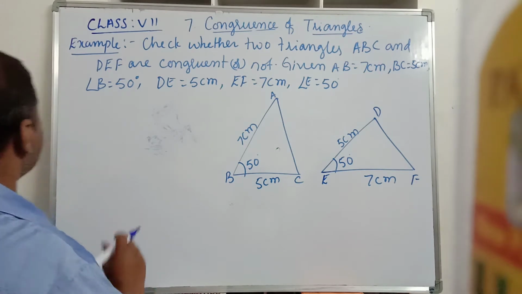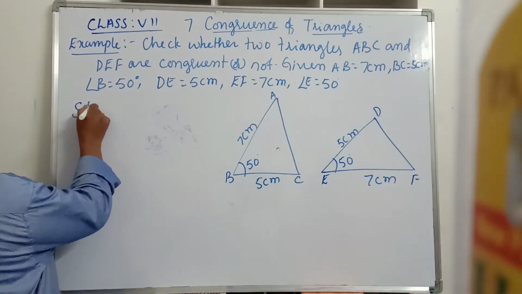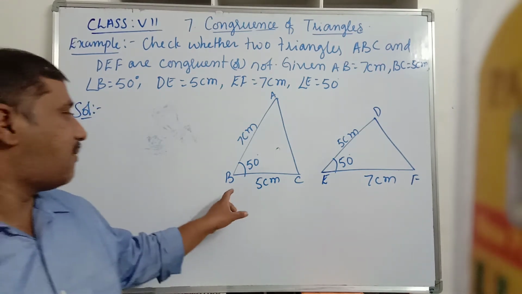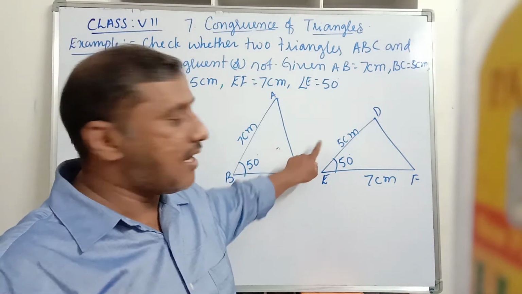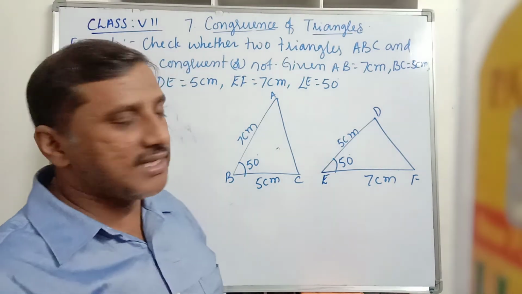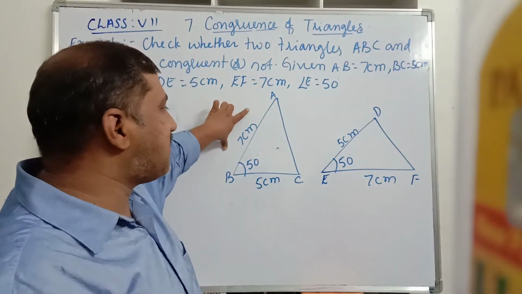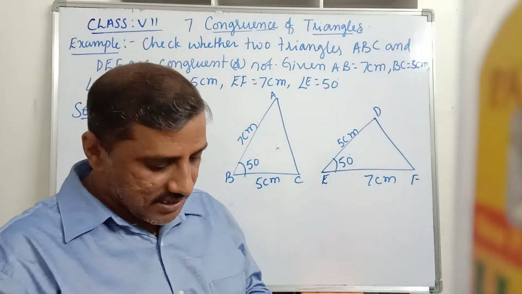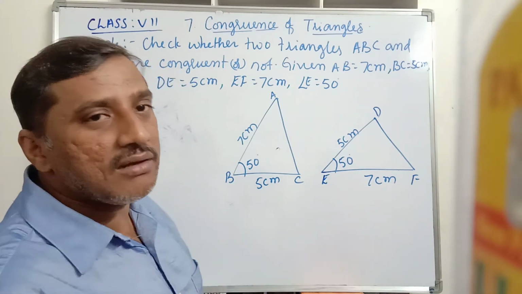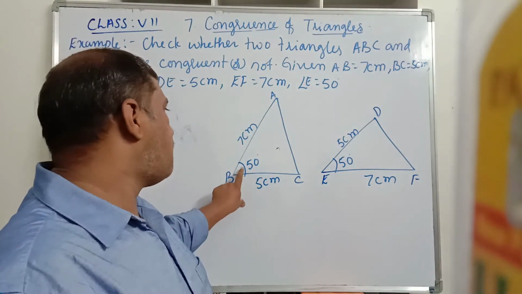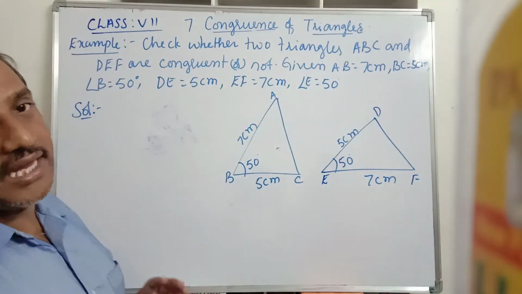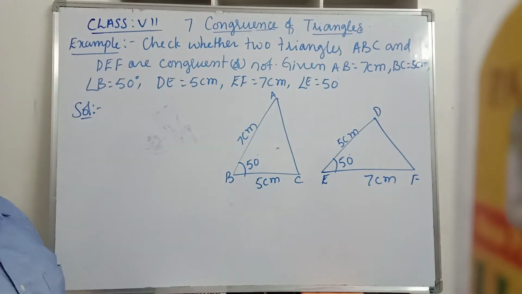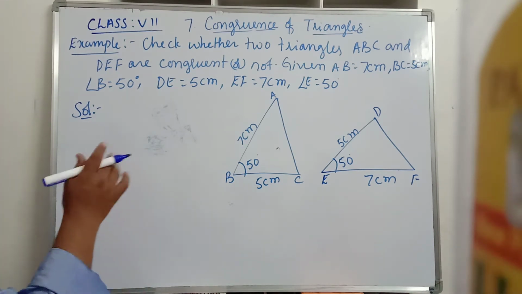50 degrees. So if you see these measurements, yes, BC is equal to 5 centimeters, DE is 5 centimeters. Therefore, this is one pair of corresponding sides, and AB is 7 centimeters, EF is 7 centimeters. That is another pair of corresponding sides. B is 50 degrees and E is 50 degrees. They are the included angles. Therefore, by side angle side, the two triangles are congruent triangles.